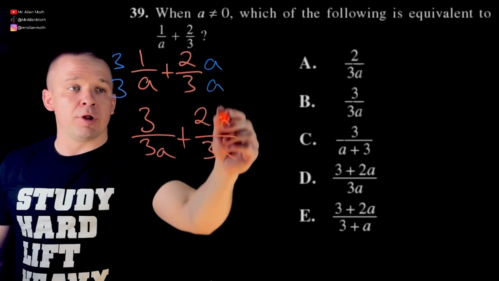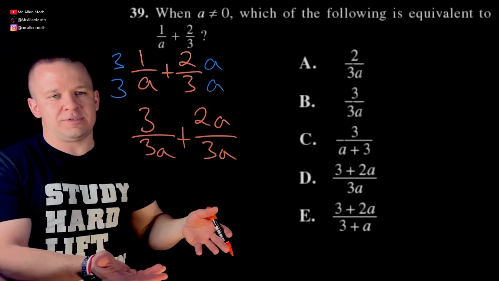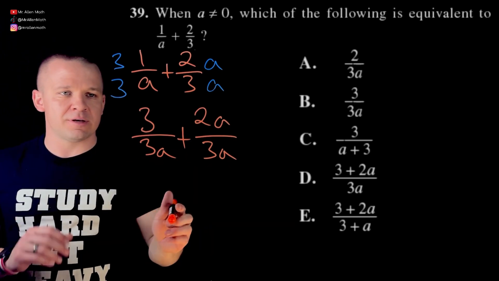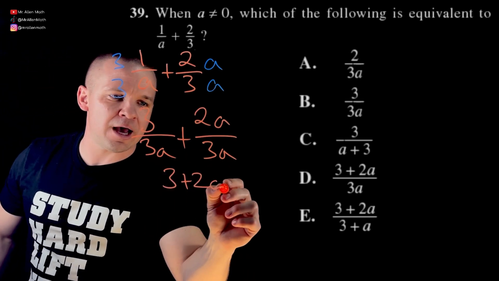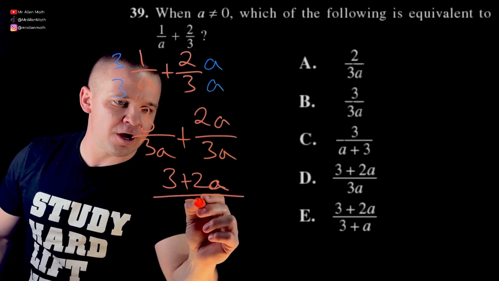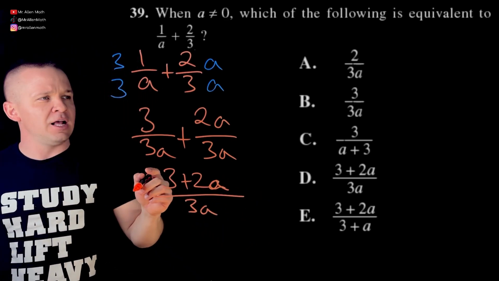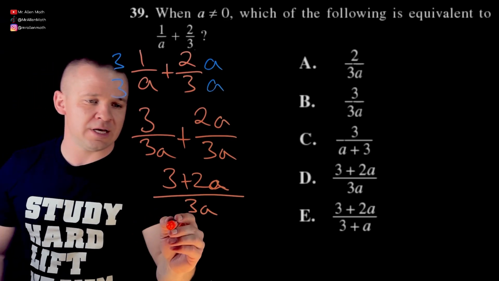then I have 2a over 3a. Now, a lot of people are like, can I cancel the a's? Then you just undid what you just did. Don't do that. We got the same denominators, so I'll have 3 plus 2a, and let's just say, fingers crossed, that we have this answer here. It looks like it is choice D.